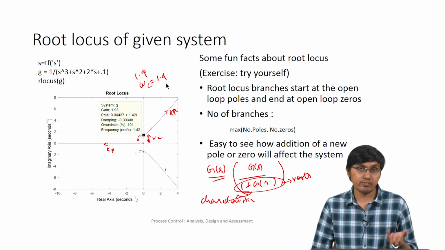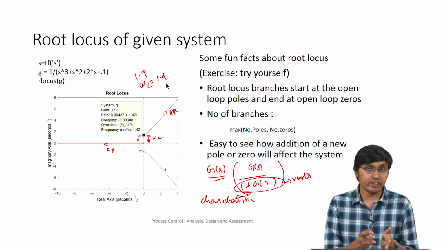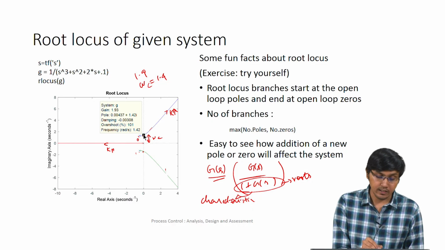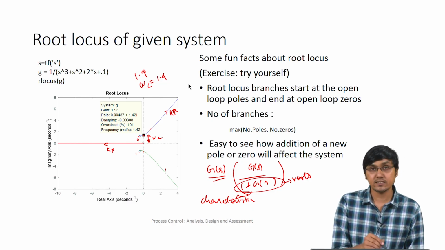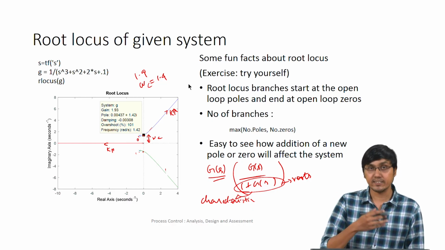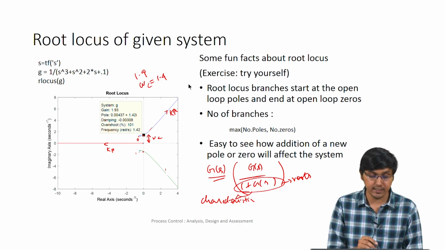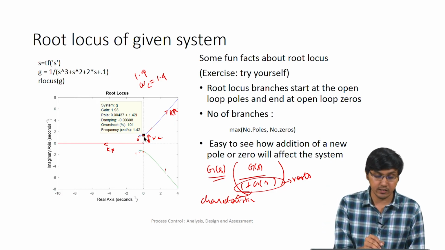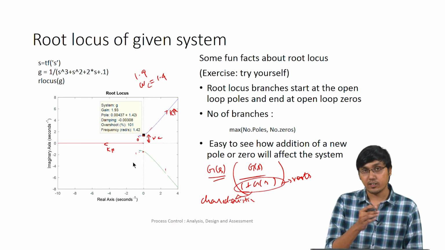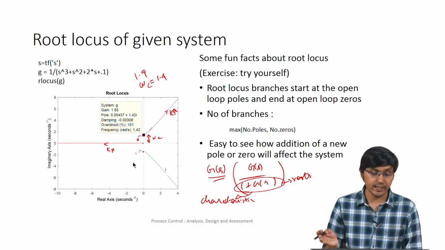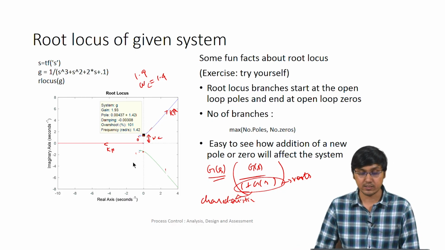One is the frequency at which the poles are crossing the imaginary axis, which is the y value at which it is crossing the imaginary axis, and then the gain at which it is going to go from the left of the S plane to the right of the S plane. So, this is the root locus.